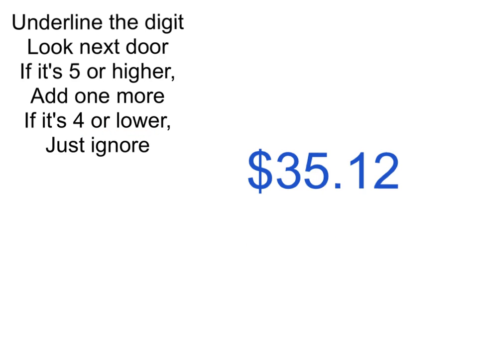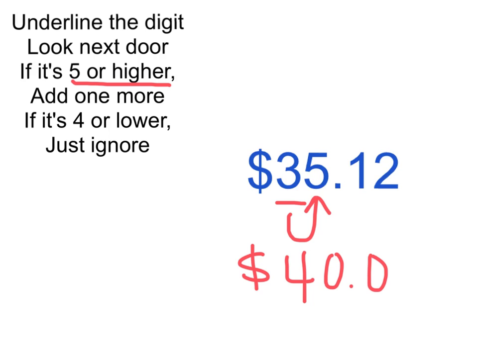Again, in this problem, I'm going to ask you to round to the nearest $10. So we underline the digit, look next door. If it's 5 or higher, add 1 more. It is 5 or higher this time. So we are going to add 1 more to the number that we underlined, making it a 4. Now still, just like the other ones, everything after the underlined number becomes 0. But notice I still have my decimal place in the same spot.